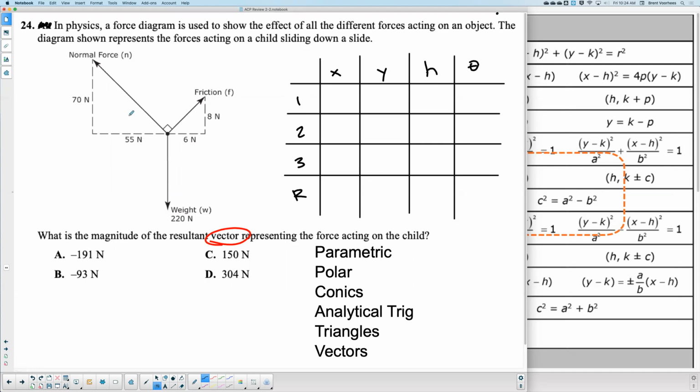I'm going to name these vectors over here. That's going to be vector 1 for us. That'll be vector 2. This will be vector 3. By the way, the data on this problem is that 47% of students got this correct.